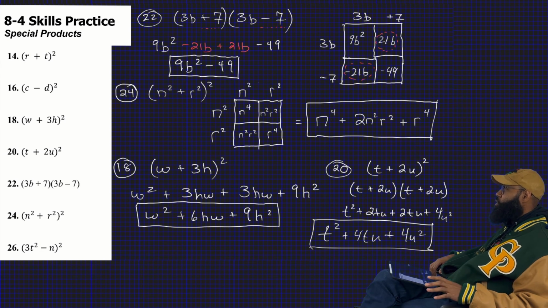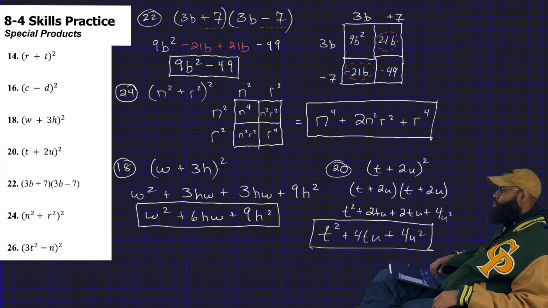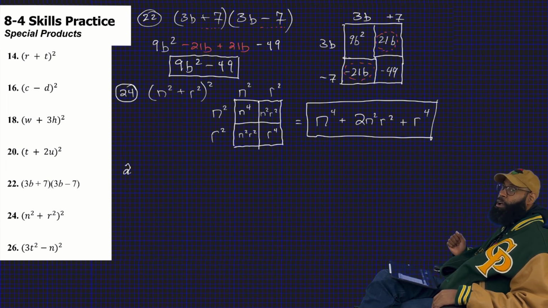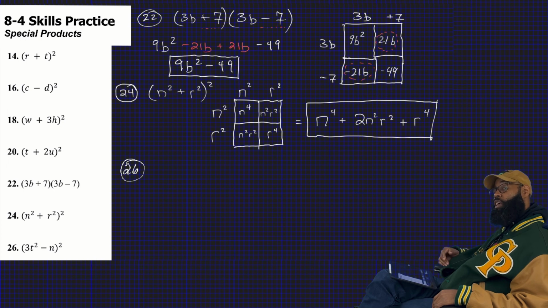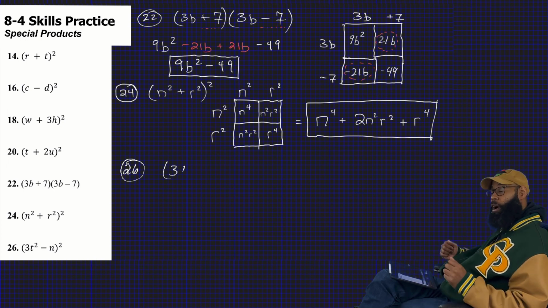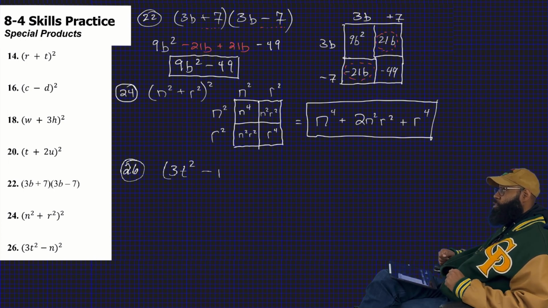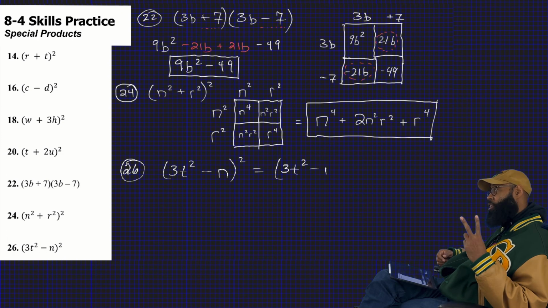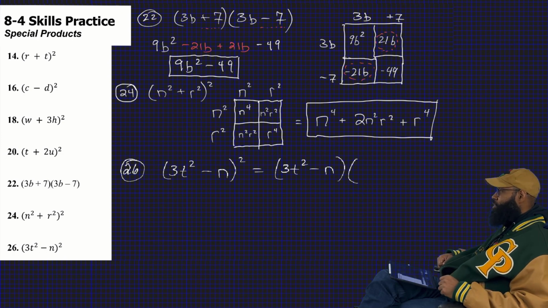So that leaves us with 26, and 26 again, guys, it's nothing different. Let's go ahead and get it in though, because 3t squared minus n all to the second power. I challenge my students to just write algebra. If I were to read that and you didn't see it, could you write it out? Parentheses open, 3t squared minus n parentheses close all to the second power. Boom. What's that mean? It means I have two binomials. 3t squared minus n, all times 3t squared minus n.